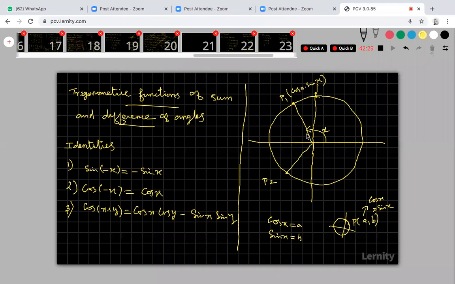Right, this angle is y. Please take the diagram. This angle is y, so therefore this point is cos of x plus y, because this angle is x and this angle is y, the entire angle. Don't take it as cos y, because this is your initial side. This cos of x plus y represents the angle from the initial side. Cos of x plus y and sine of x plus y.